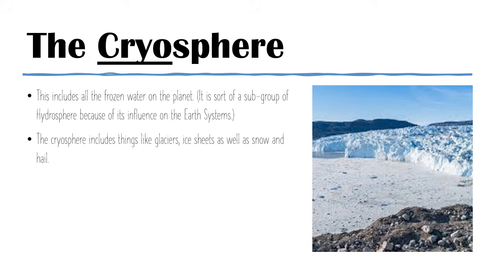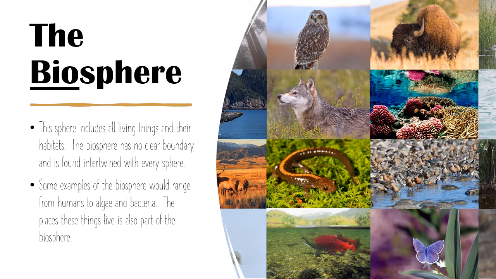So the cryosphere is going to be things like glaciers, ice sheets, but it can be things as well as snow and hail too. Snow covers vast amounts of area, and hail does have a pretty strong interaction with things like the biosphere. And the biosphere, finally the one we're talking about at the end, which is going to include us and every single living thing that there is.